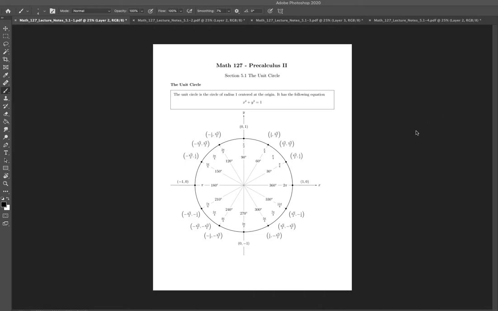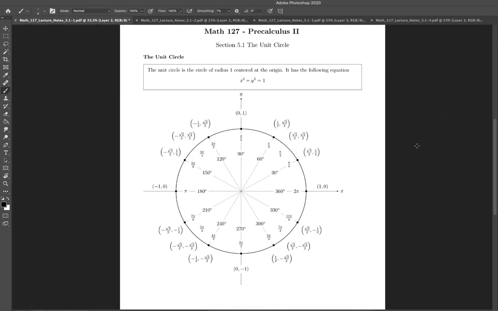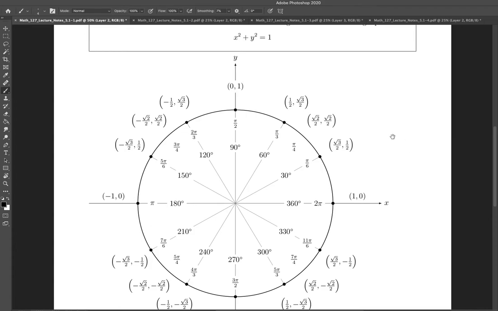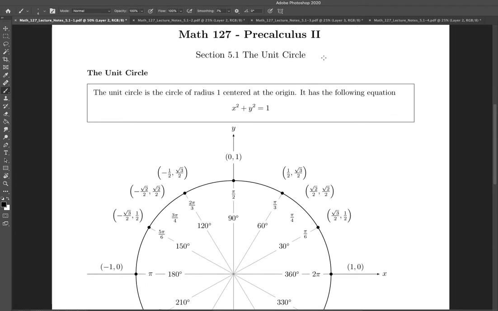So we are going to be doing the first section. And so this is section 5.1, the unit circle.